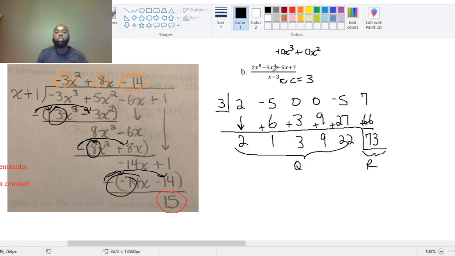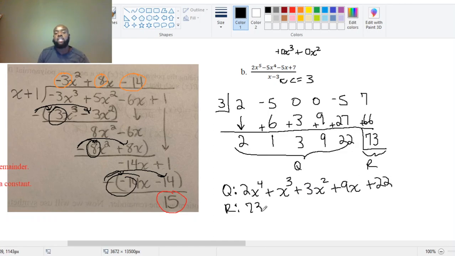Remember, our quotient is 1 degree less than our dividend, right? So since this is a 5th degree polynomial for our dividend, our quotient will be 2x to the 4th plus 1x cubed. I'm just going to write that as x cubed plus 3x squared plus 9x plus 22. And our remainder would be 73. So we have our quotient and we have our remainder using synthetic division.